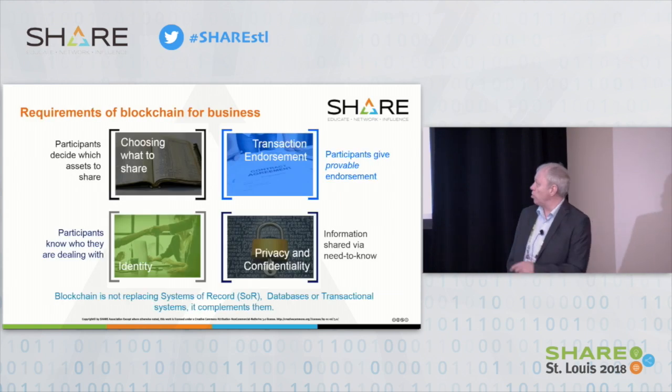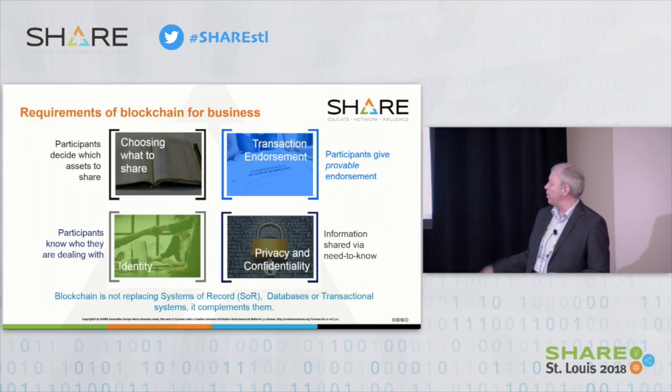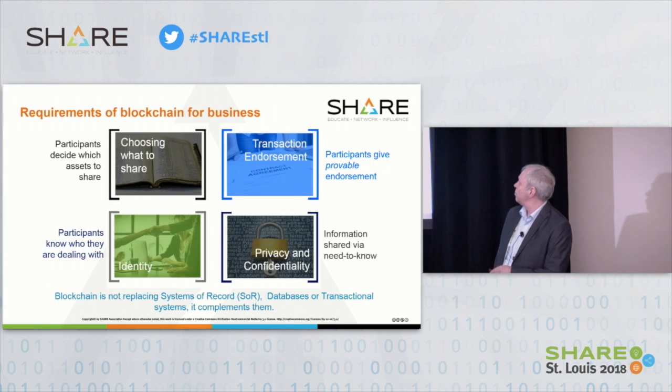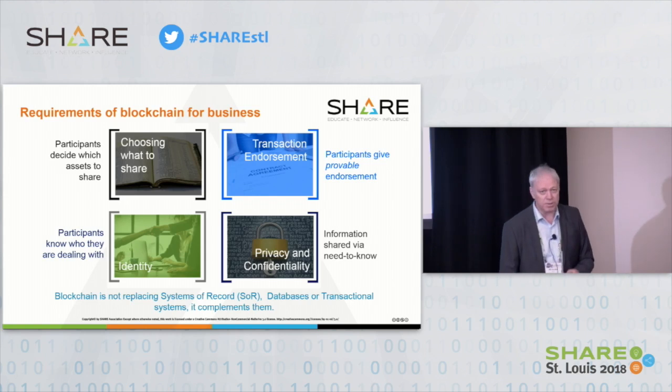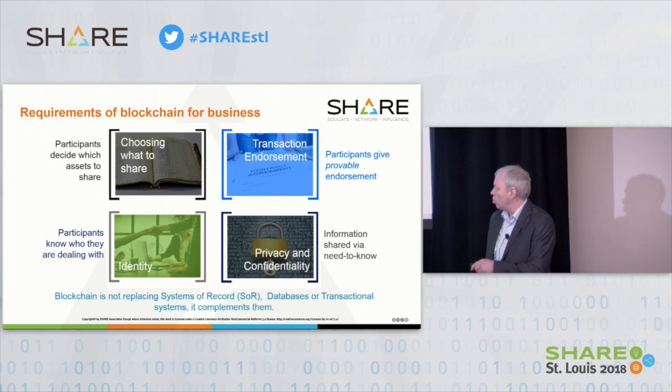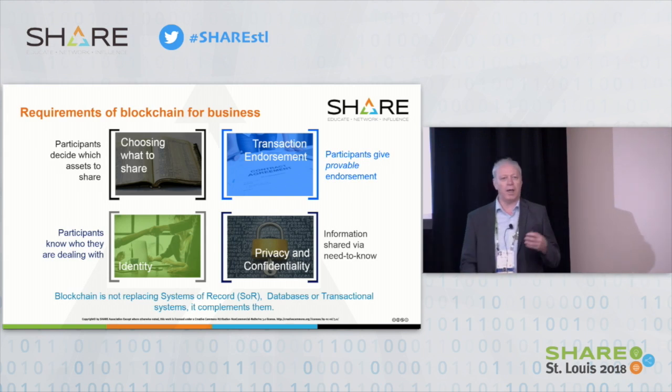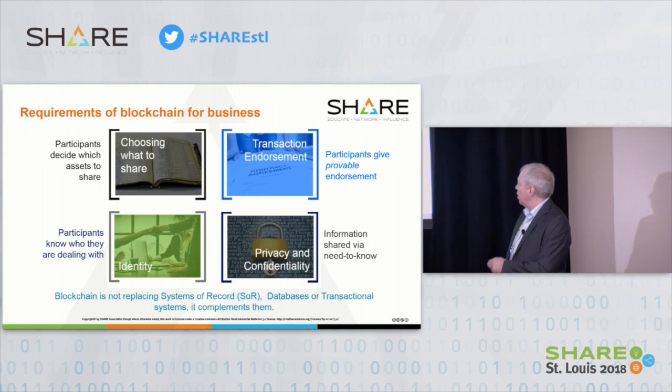So the requirements for a blockchain for business, there are 4 pillars. Basically, the participants decide which assets to share. The transaction endorsement, the participants give provable endorsements. Participants are also called peers. So the peers or participants know who they are dealing with. Identity versus Bitcoin, which is public and everybody can participate. Anonymity is there. And we have here privacy and confidentiality.